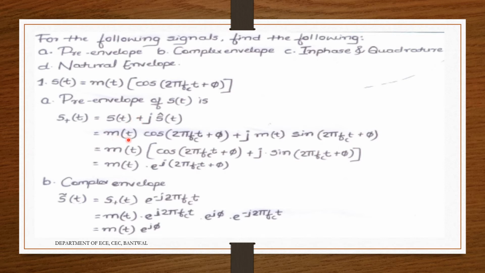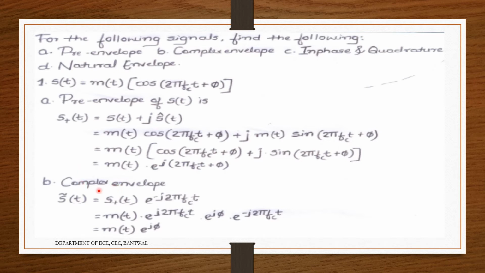So that is equal to m of t into cos 2 pi fct plus pi, as s of t is that, plus j m of t into, when we implement a 90-degree phase shift, that is the Hilbert transform, it will become sin 2 pi fct plus pi. I have implemented it directly here. Then I take m of t outside: cos 2 pi fct plus pi plus j sin 2 pi fct plus pi. That is nothing but m of t into e raised to j into 2 pi fct plus pi. So this is how we represent the pre-envelope of s of t, s plus of t.